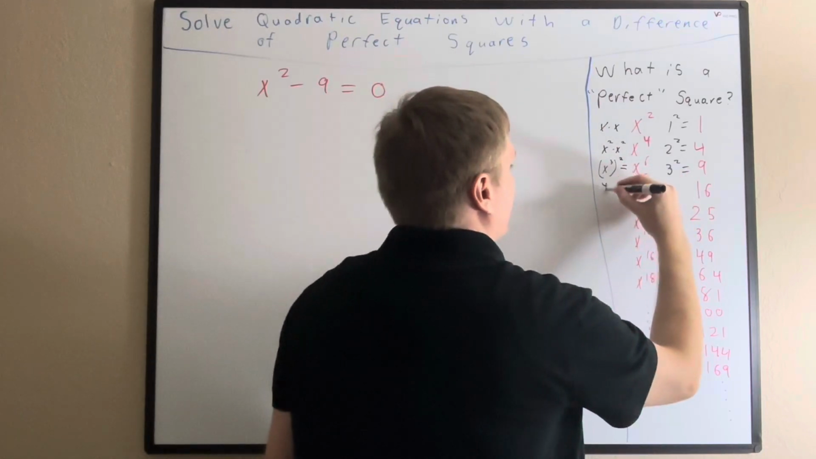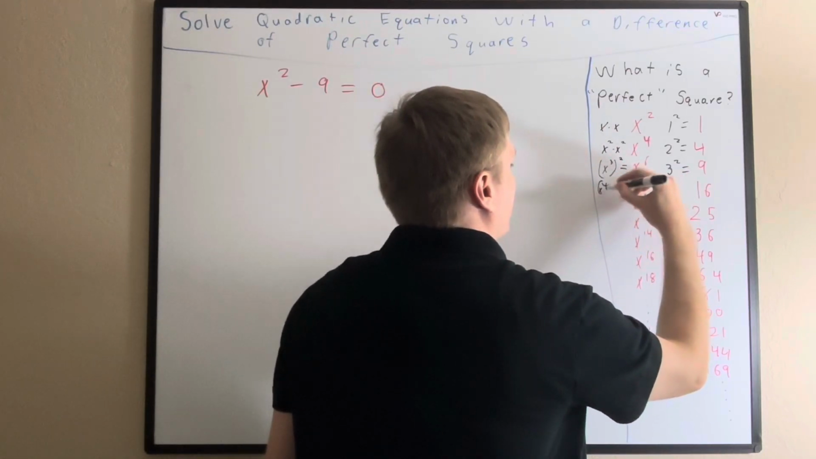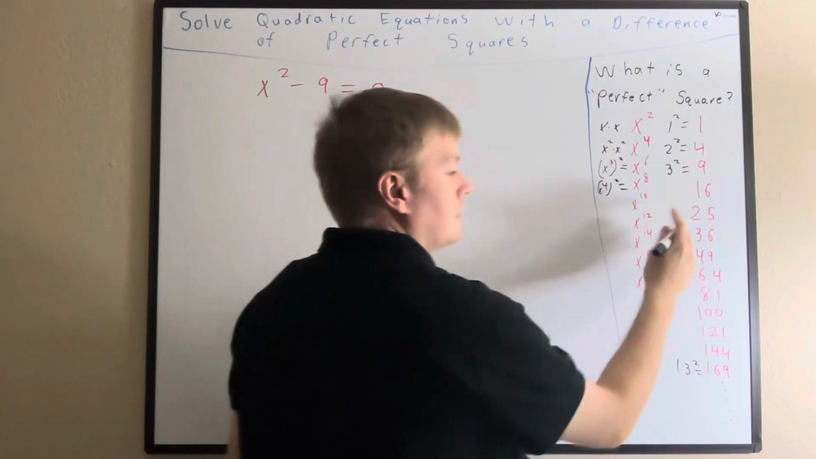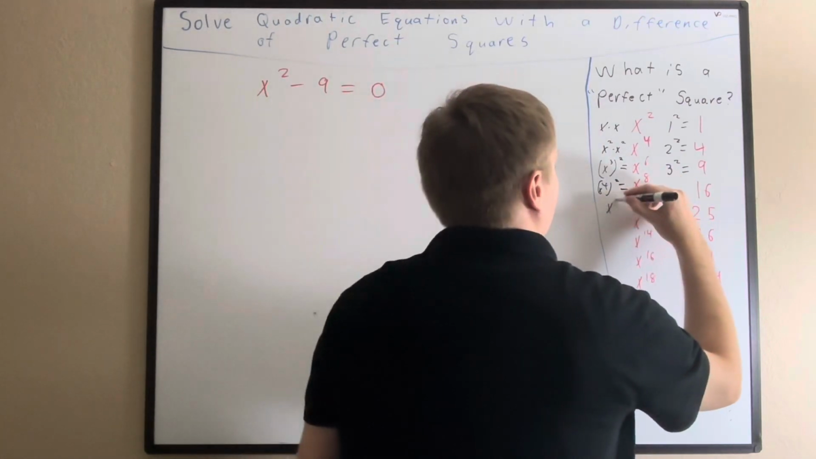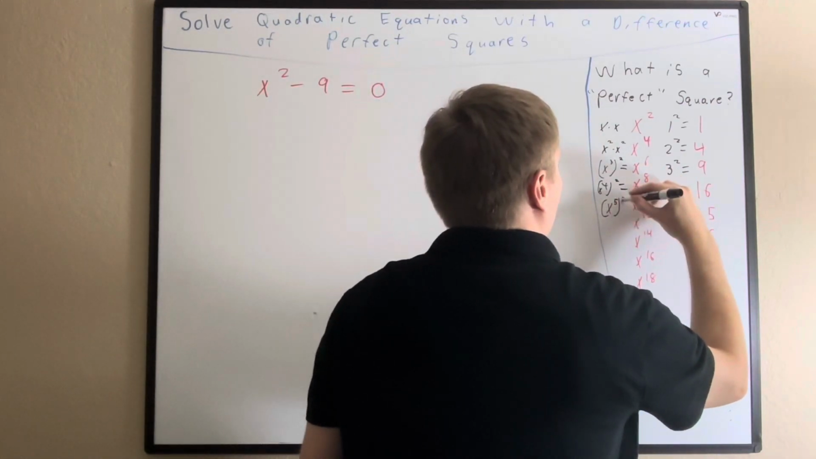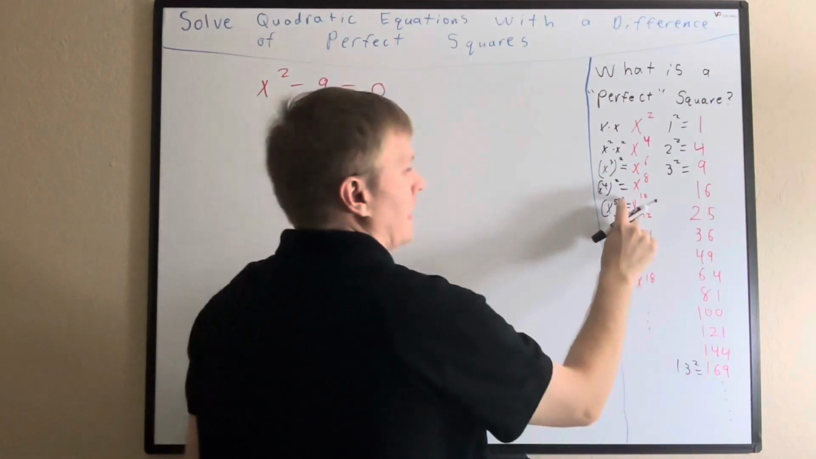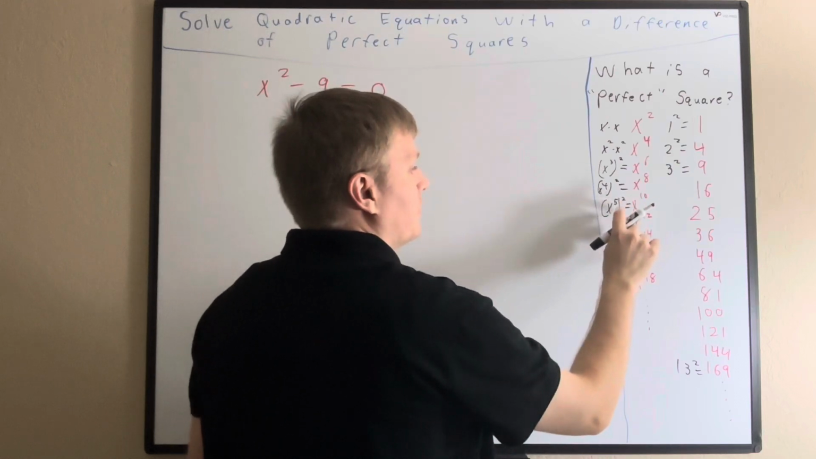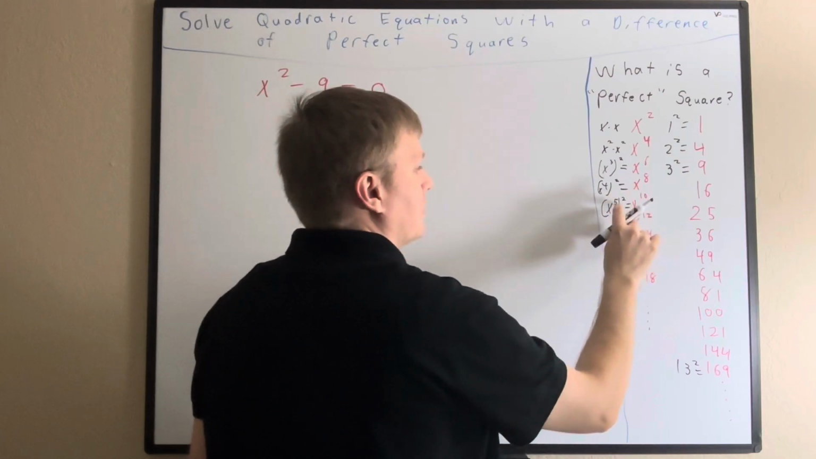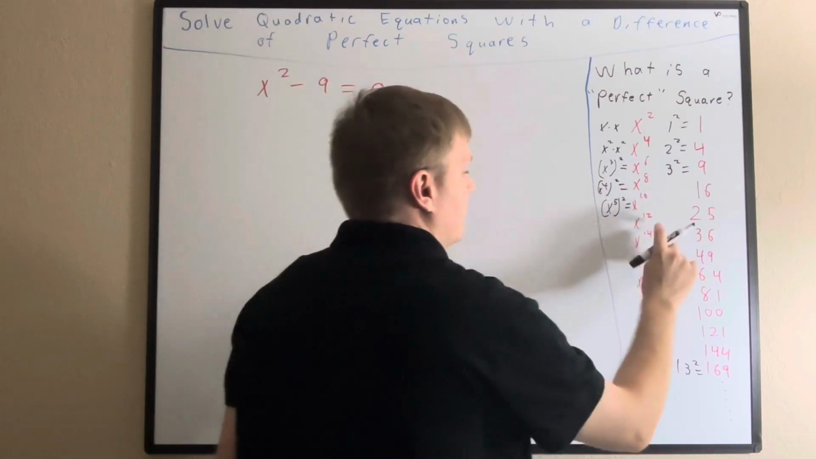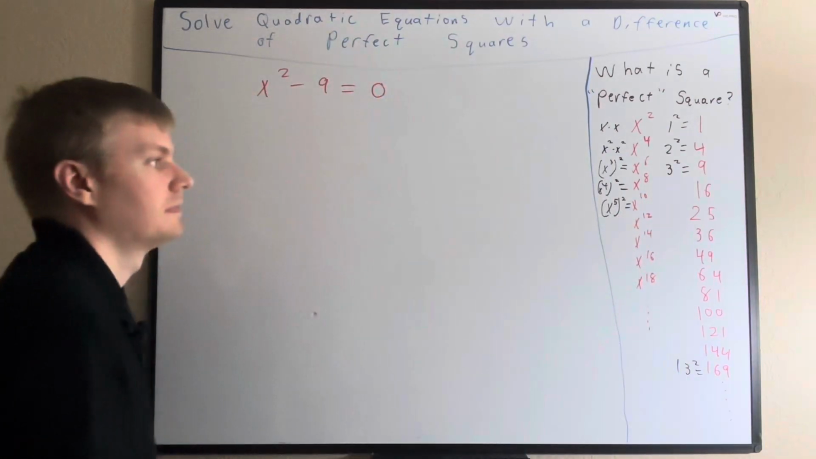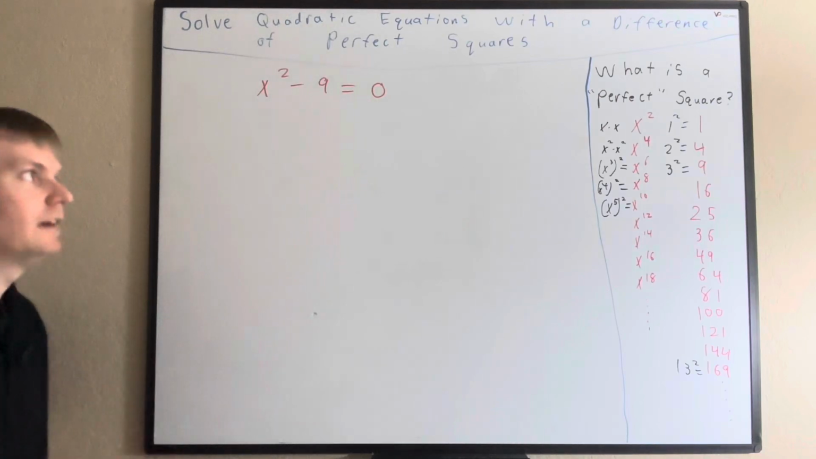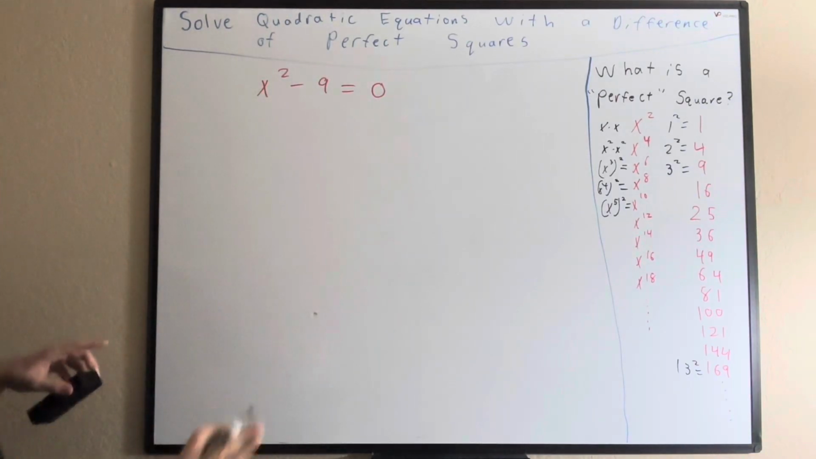Okay, x to the fourth squared is x to the eighth. X to the fifth squared is x to the tenth, because when you raise an exponent to another power, you multiply those exponents together. So 5 times 2 is 10. And so on all the way down the line. So that's what a perfect square is, something that comes out nice and neat.